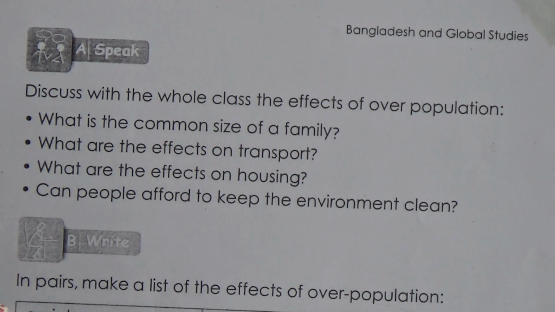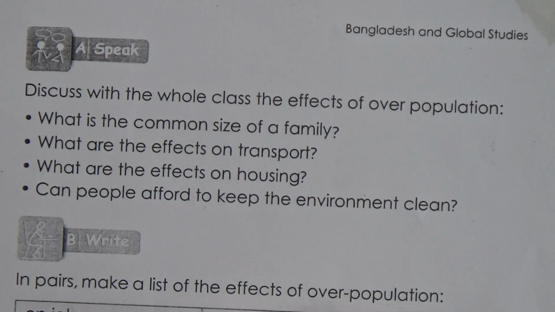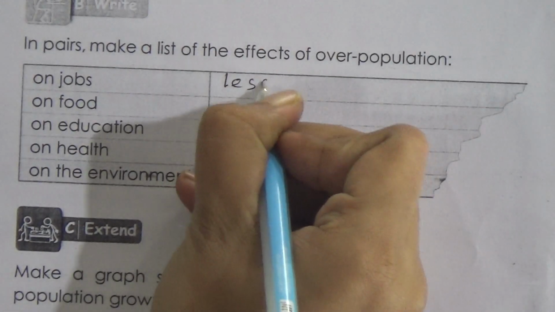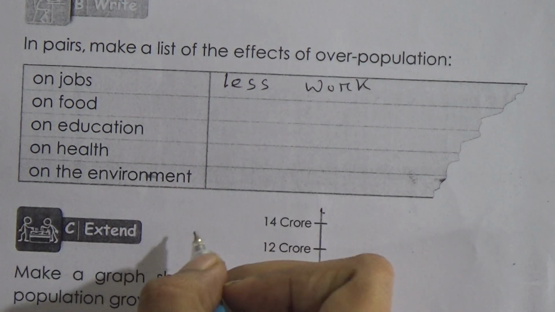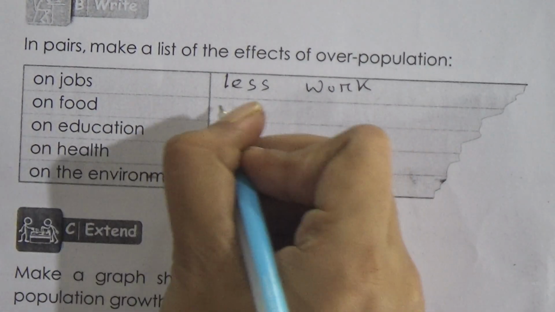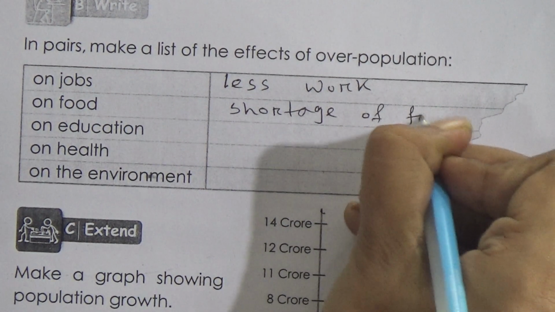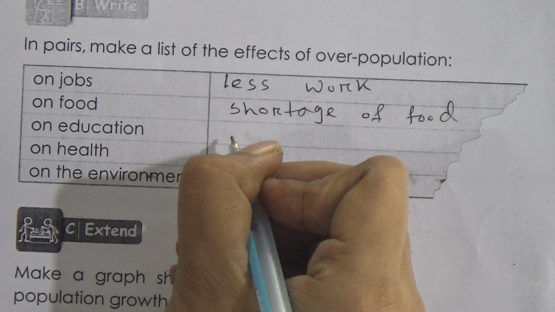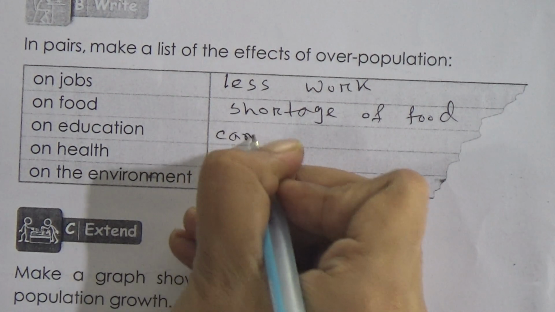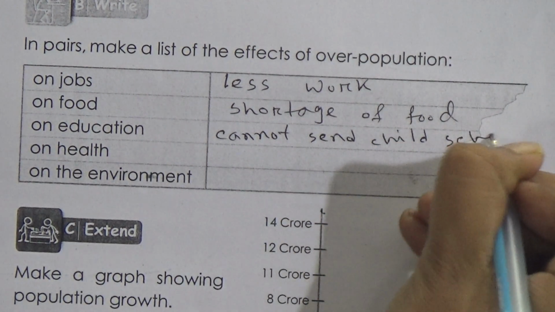Okay, so in pairs, make a list of the effects of overpopulation. Now we have to make a list of the effects of overpopulation on jobs. On jobs, what type of things will we find? We will find less work. Suppose we have lots of work, but we have more people, so all of the people are not getting work, so we have less work. On food, we have a shortage of food. On education, we cannot afford to get our children educated, so we cannot send children to school properly. Okay, that will be enough.